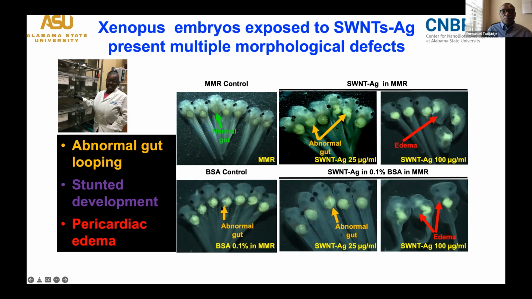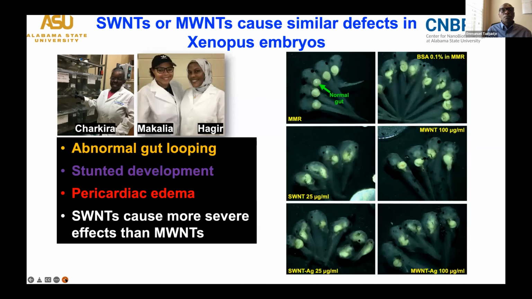So we were also able to obtain multi-wall carbon nanotubes, and by that time, Shakira was joined by two undergraduate students, Michaela Robinson and Hagia Abdelmagid, and together they tested the single-wall and multi-wall nanotubes and compared their different effects. What we observed was that overall, the single-wall nanotube, whether coated with silver or not, caused a more severe effect than the multi-wall carbon nanotube.